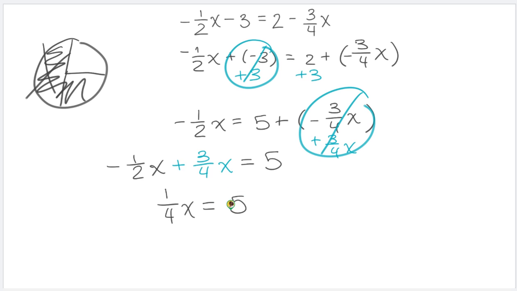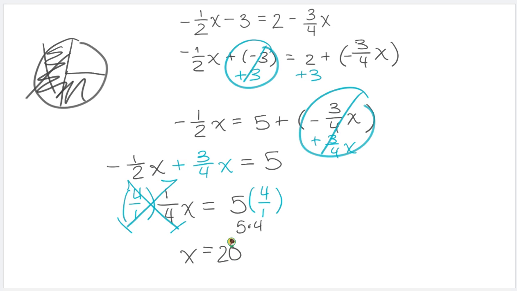And then in order to create here a 1 pair, because 1 is our multiplicative inverse, and there's multiplication happening between the 1/4 and our x, I am going to have to multiply that by its reciprocal, 4/1, on both sides of our equation, and that will create our 1 pair. And now we have our x isolated on our left hand side, and 5 times 4/1 is the same thing as 5 times 4, which is equal to 20.